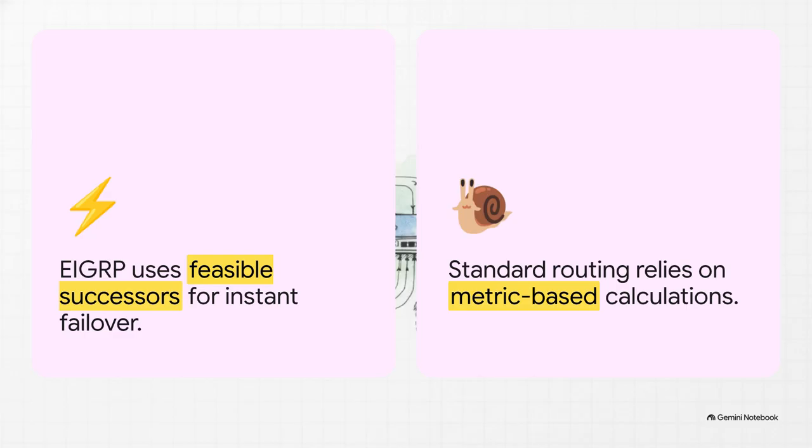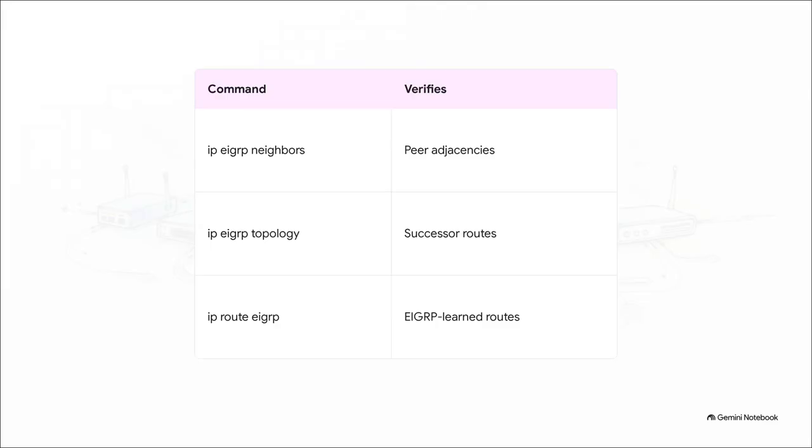It's pretty brilliant. It enables nearly instantaneous failover because all the math is already done and just waiting there in the topology table. But you know, setting it up is just one part of the job. Fixing it when it inevitably breaks? That's the real test. There are basically 3 pillars of EIGRP troubleshooting you need to know.